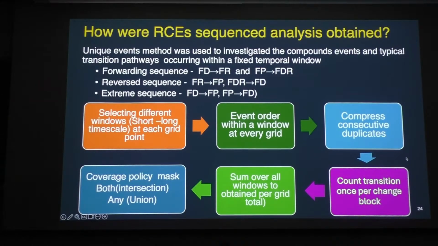How does one event accompany another one? And at the end, we did something called coverage for risk maps, where we see in each grid whether there is an intersection where all the events happen at that grid level, or a union of whichever event happened. We'll see what the difference is between these coverage policies.